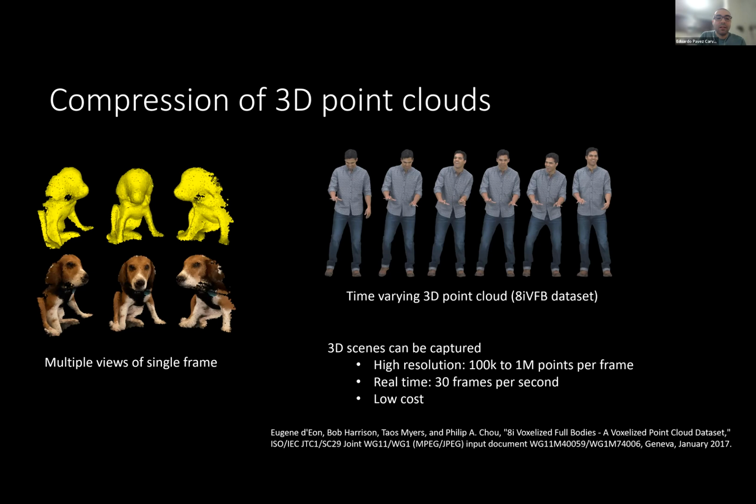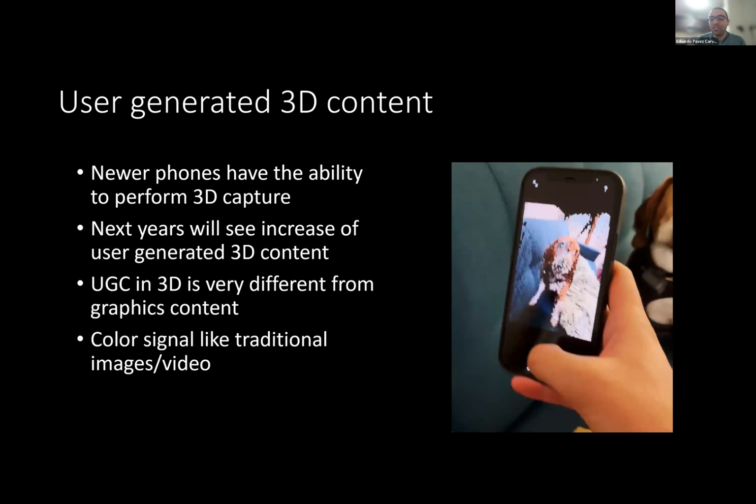Another reason is that now it's also available at low cost. So this is, for example, me basically capturing a 3D point cloud of my dog using my phone. So now it's relatively lower cost to acquire 3D data. So then we may see that in the next few years, there will be a lot of user-generated 3D content that's being shared over the internet. So that's another reason for compression.